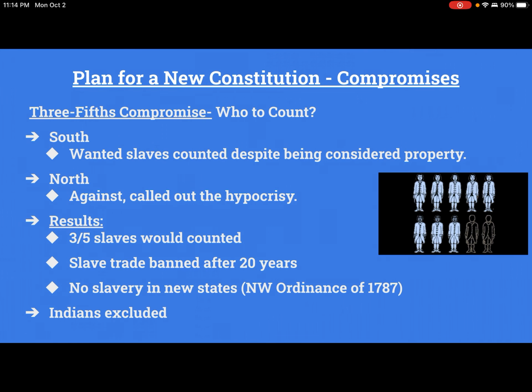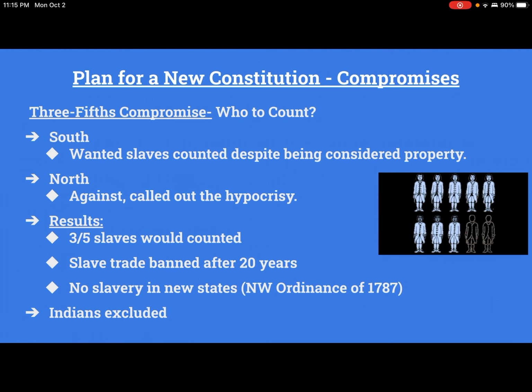Now, this is one of the more difficult moments when talking about the compromise that led to the Constitution, and that's the 3/5 compromise, because during this time, 1789, I kind of alluded to it before, you had a large slave population. And so they weren't considered people. They were property. They were being bought. And so what you had is the large slave populated states, particularly in the South. They wanted slaves counted despite being considered property.